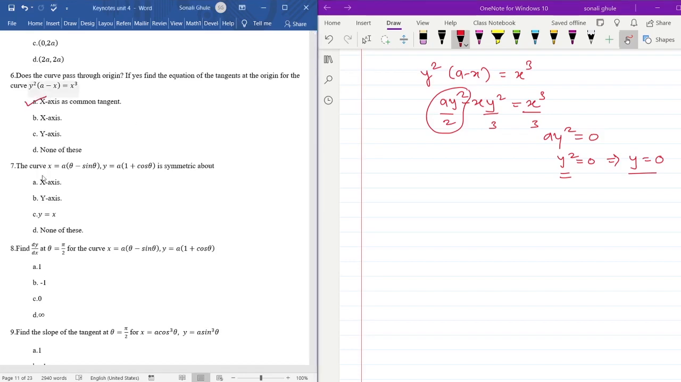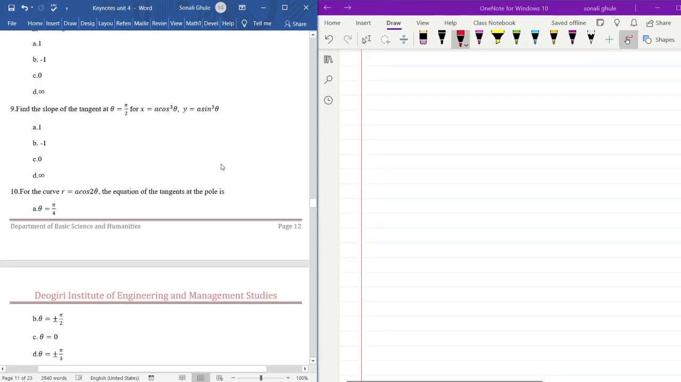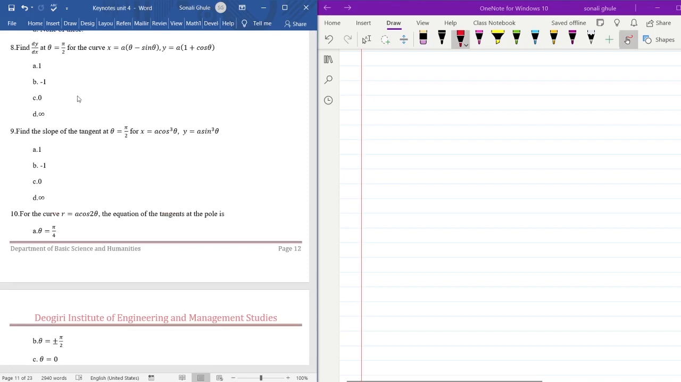Okay. Then for question number 7, where is the symmetry? Now remember, this is a cycloid and it is always symmetric about the y-axis. Now let's solve your next example. That is our 8th example.